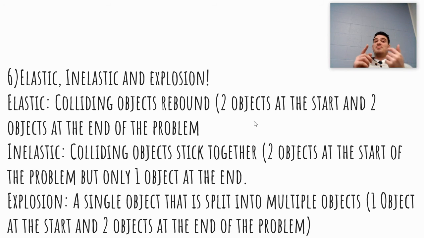An explosion type problem is a single object that's going to be split into multiple objects. A lot of times we just split them into 2. That's the gun example we just did earlier in this video. So it's a single object that's being split. We have 1 at the start, and then at the end, it's going to be 2. Often they're going in opposite directions.